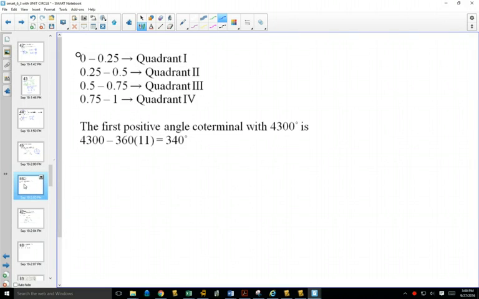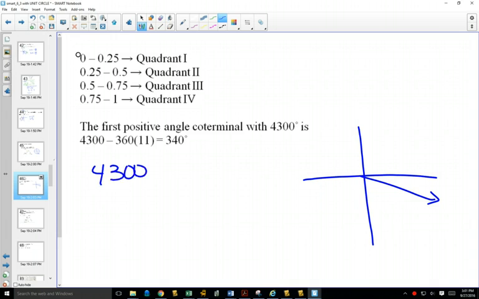So what you're going to have to do is ask, how do I know where this ends up? And if I want to write the very first positive coterminal angle that ends in the same place as 4,300, how would I do that? Well, you could start with 4,300 and subtract 360, and then subtract 360 again, one at a time, until you get an answer that's between 0 and 360 degrees. That would work. It just would be tedious to do one at a time.